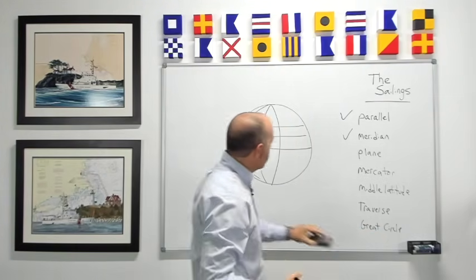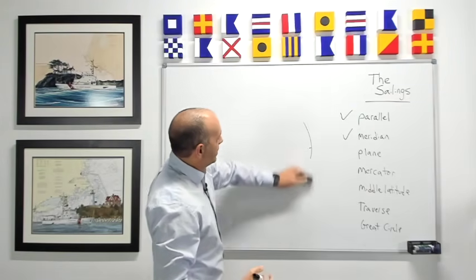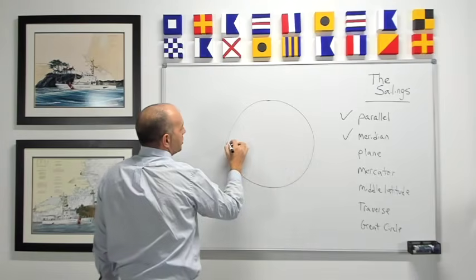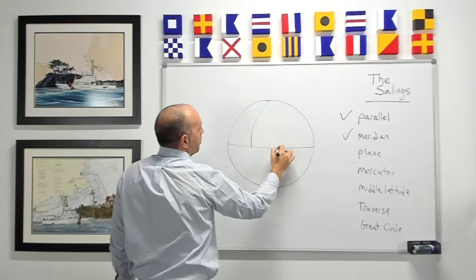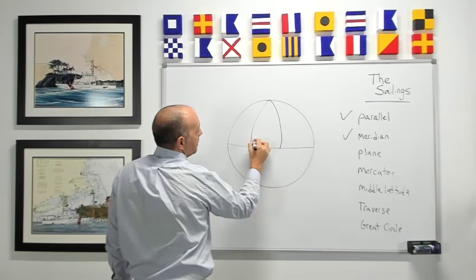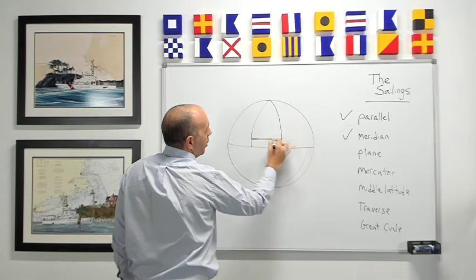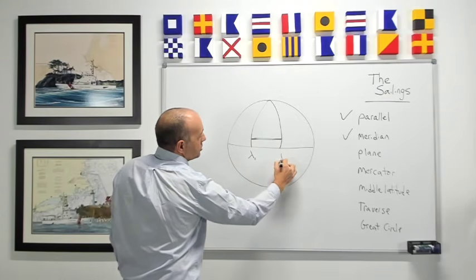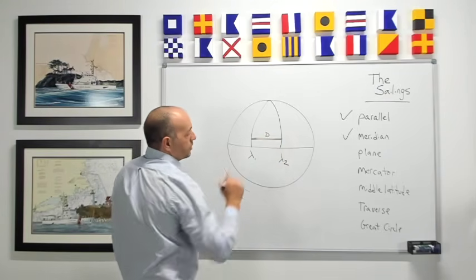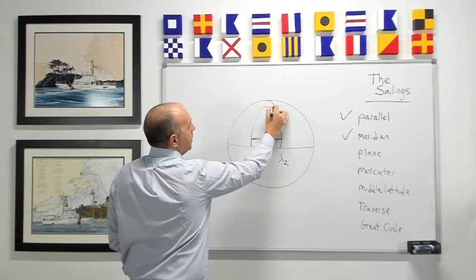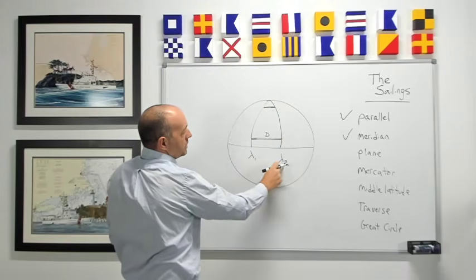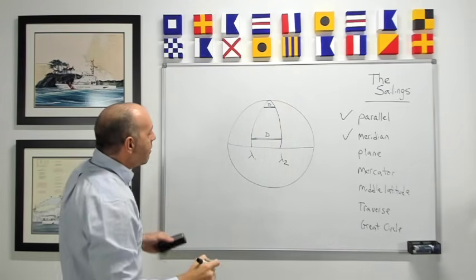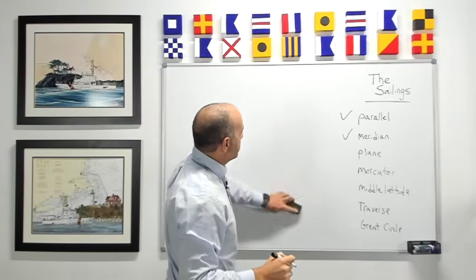The only difference with parallel sailing, and it's a little counterintuitive, is that, as I mentioned, the longitude lines converge at the poles. So if you're traveling this distance along a parallel between longitude 1 and longitude 2, that distance is going to be pretty big. But if you do the same thing up here, between longitude 1 and longitude 2, that distance is going to be pretty small.